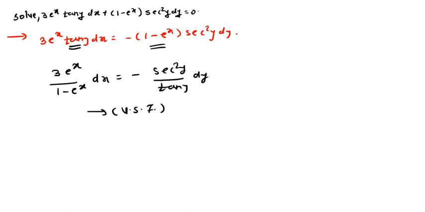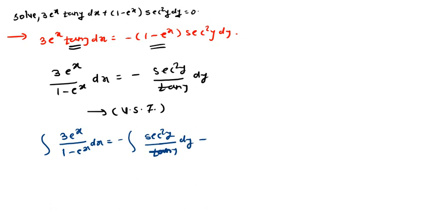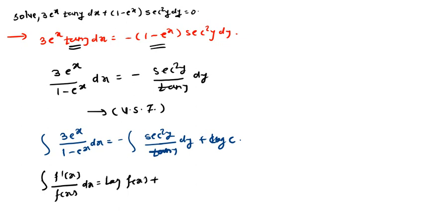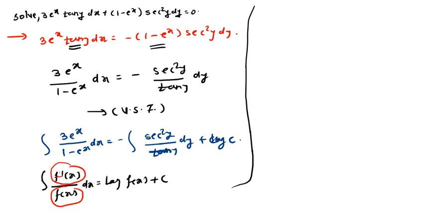Okay, so once it is in variable separable form, this will be integration 3 e raised to x upon 1 minus e raised to x dx is equal to minus integration sec square y upon tan y dy plus constant. I will take this constant as suppose log c. Okay, again by using this formula, integration f dash of x upon f of x dx is equal to log of f of x plus c. Okay, means what? In denominator there should be function f of x, and in numerator there should be derivative of that function.